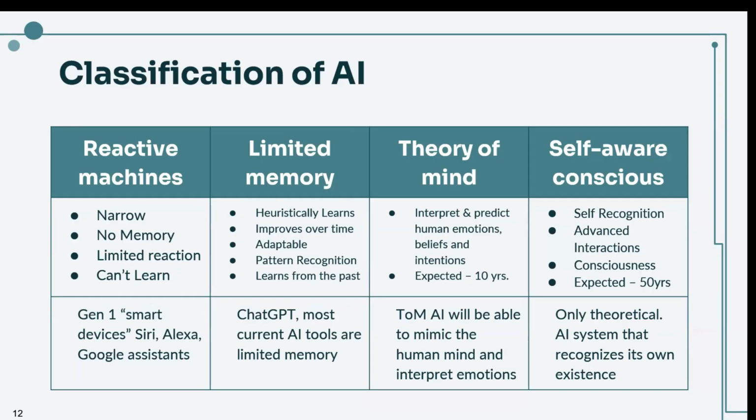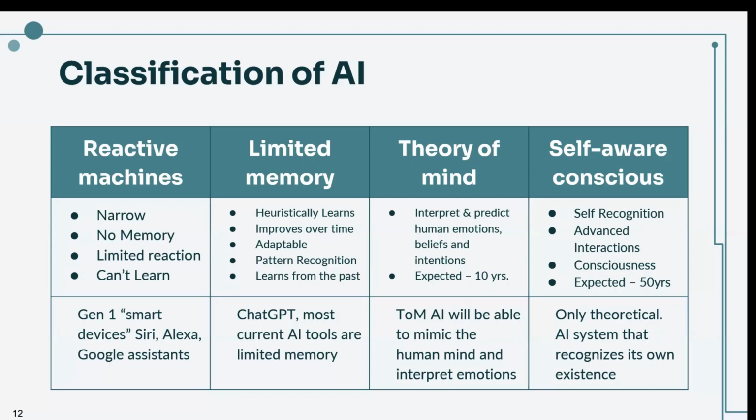Most current AI tools are limited memory. That's going to be ChatGPT. That's going to be Gemini. That's going to be your AI assistant on your phone. That's going to be all the chatbots that you interact with. The next phase of things, and this is where it's going to get really, really exciting. Right now, we are right smack dab in the limited memory category or classification.